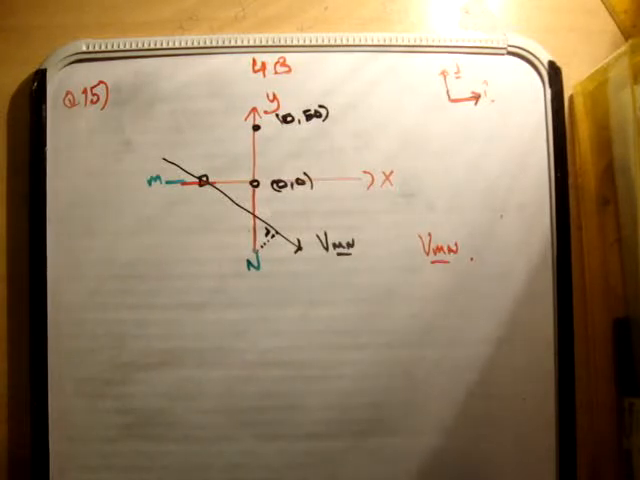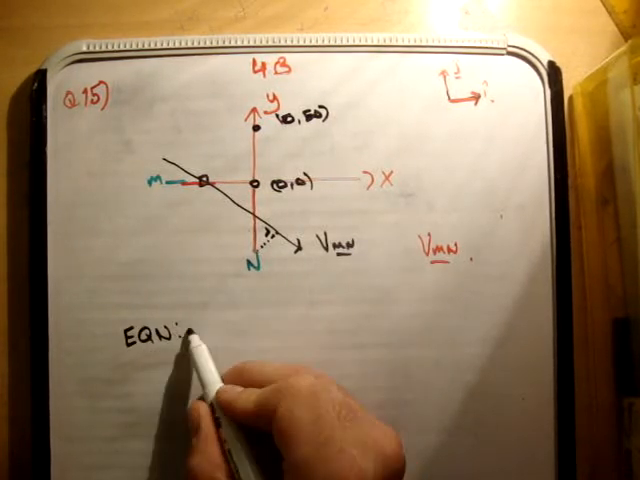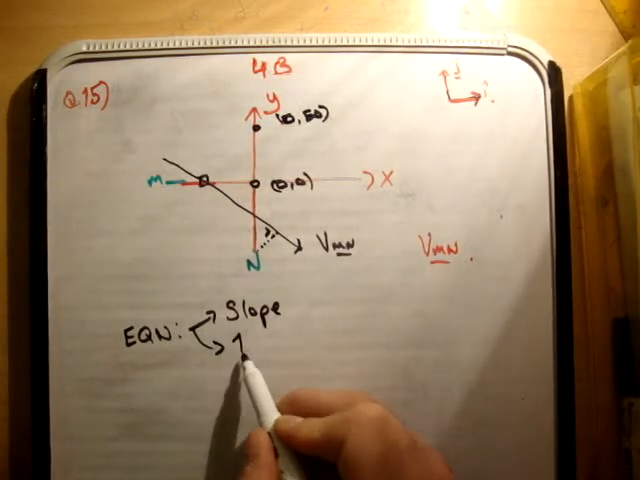So the first thing I'm going to do is get the equation of the line of Vmn. In order to get the equation of any line, you need two things. You need its slope and you need one point.